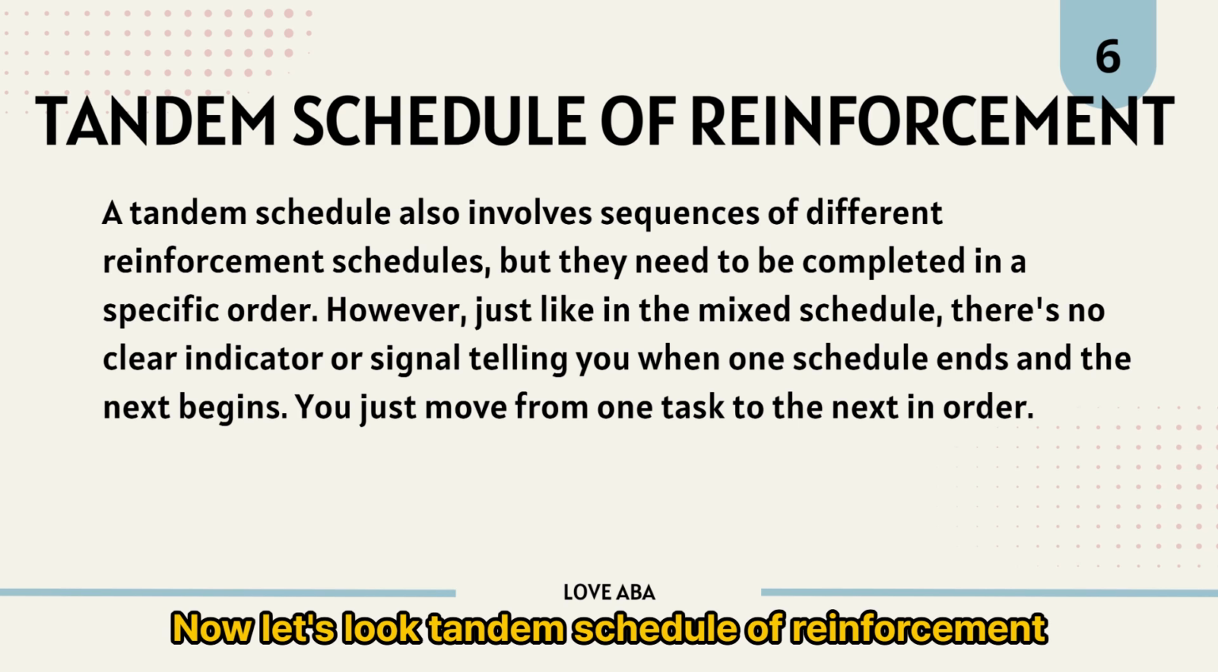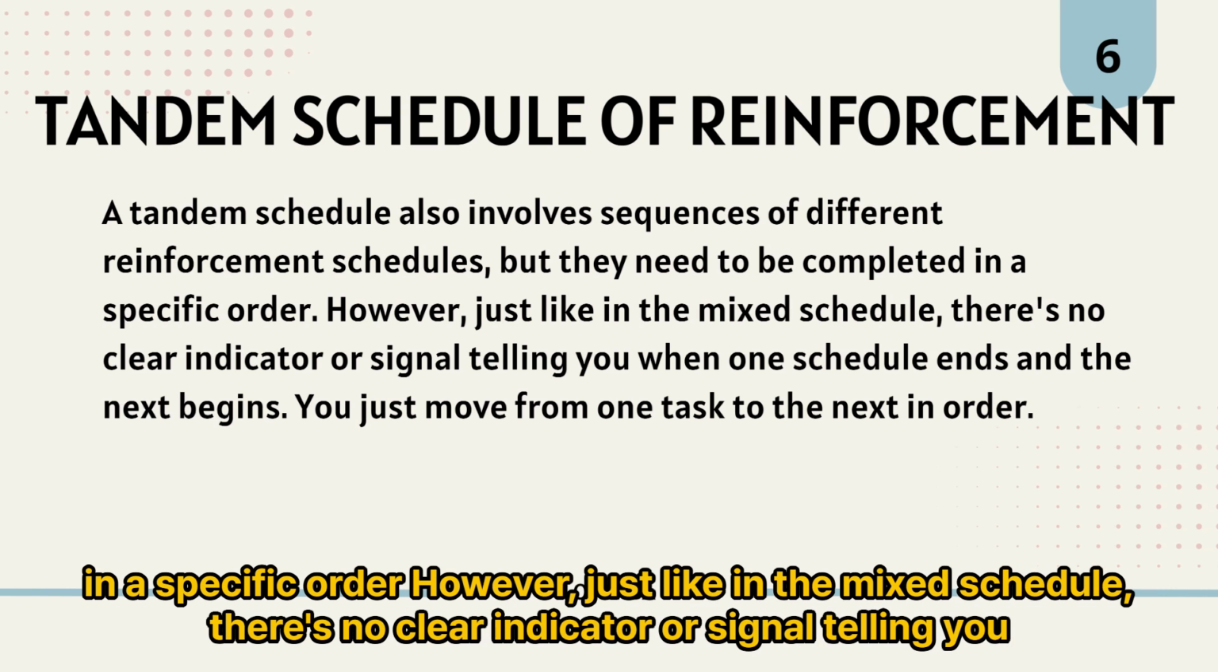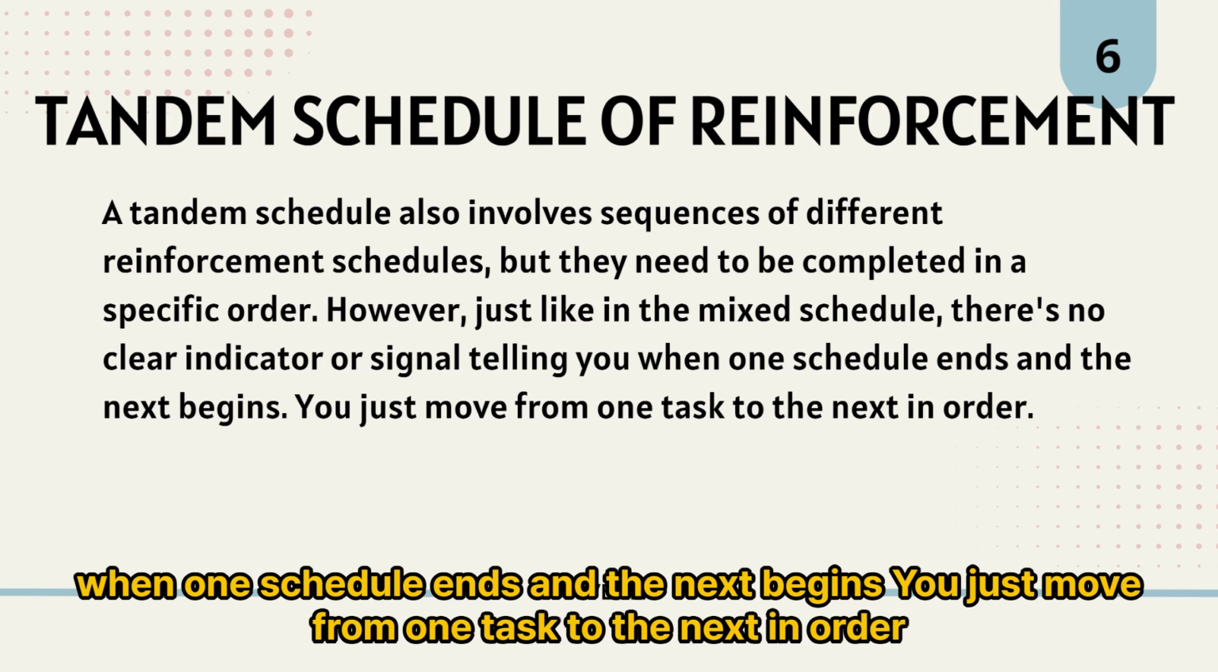Now let's look at the tandem schedule of reinforcement. A tandem schedule also involves sequences of different reinforcement schedules, but they need to be completed in a specific order. However, just like in the mixed schedule, there's no clear indicator or signal telling you when one schedule ends and the next begins. You just move from one task to the next in order.